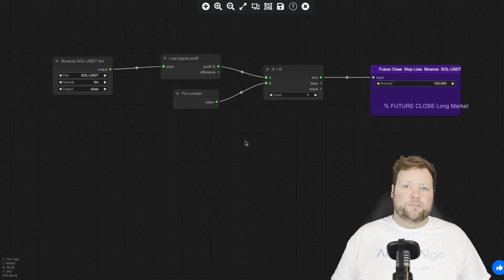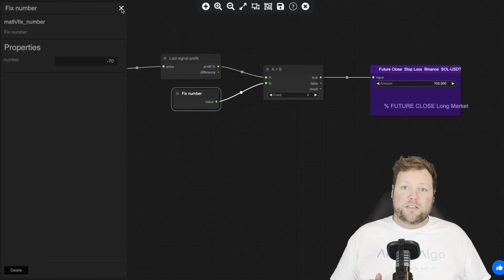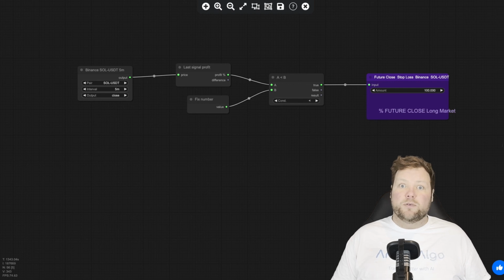As well as a take profit, we can also use this last signal block for a stop loss. In this strategy, I've set it to close the trade if the last profit drops below 70%. Now this might sound like a lot, but since we're using leverage, this can protect us from liquidation, and it gives the trade a lot of room to breathe, but not too much.